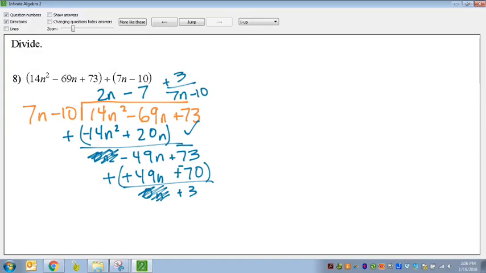So again, you could have used synthetic division, that's fine. But my recommendation to you is if the divisor doesn't work out to be a nice whole number, I would avoid it and just use long division. So there you go.